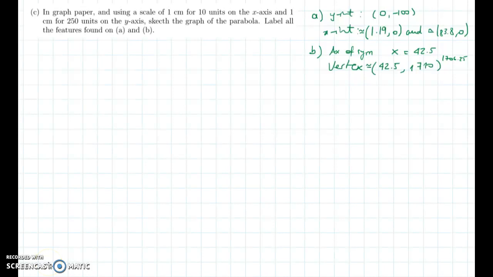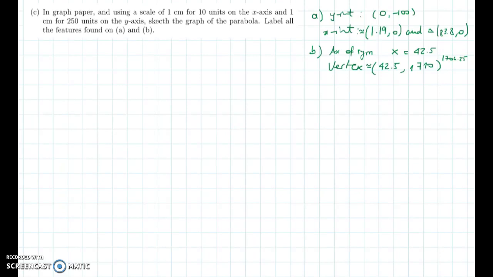Now we need a little bit more space for part C because we need to graph the parabola using, of course, the features that we already found in part A and B. They are giving us the scale. We want 1 centimeter for 10 units in the x-axis, and if you look at the information we have so far for the x-axis, the largest point we have is 83.8, so we are going to need roughly 9 centimeters for that, and we don't have any negative value of x, so we're going to need more or less 9 centimeters for the x-axis.